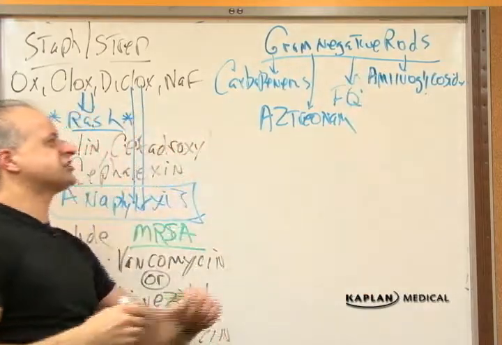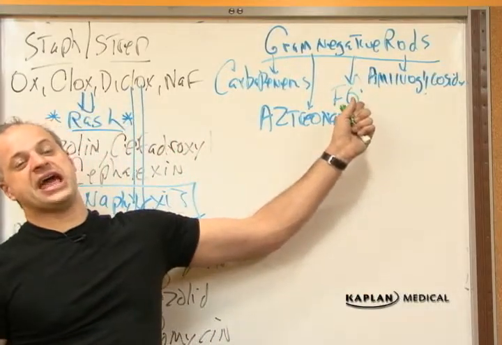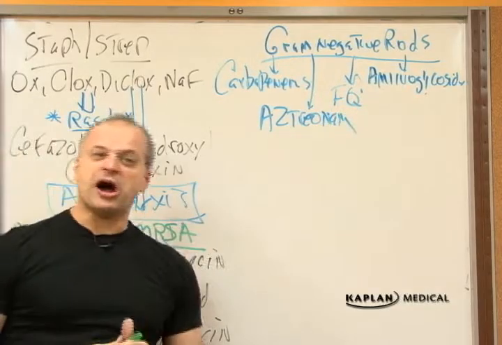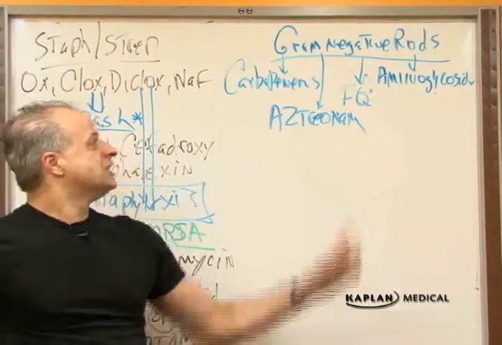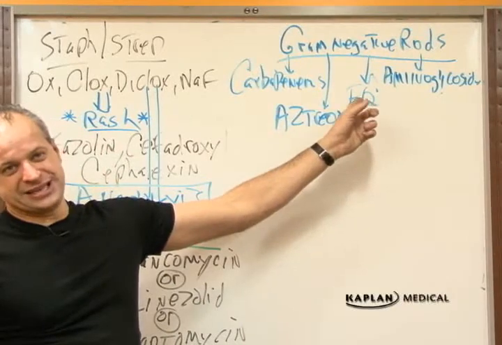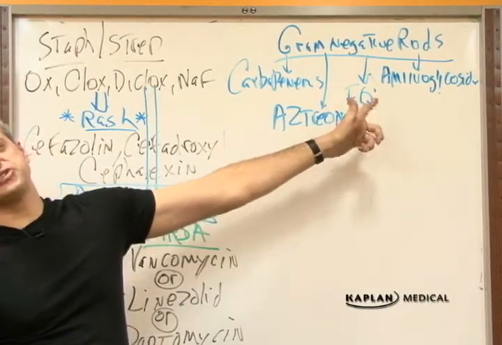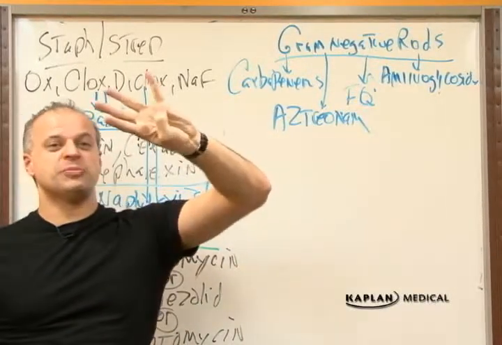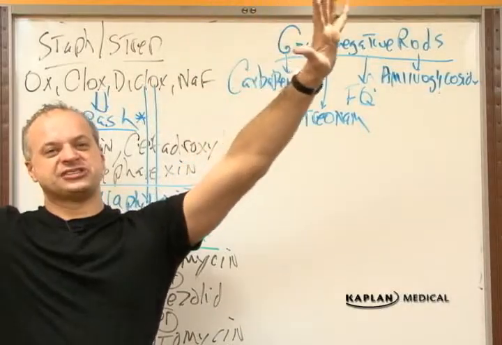Ciprofloxacin, ofloxacin, norfloxacin, lomefloxacin, levofloxacin, gatifloxacin, moxifloxacin, sparfloxacin, grepafloxacin. Fluoroquinolones cover 80 to 90% of gram-negative rods.